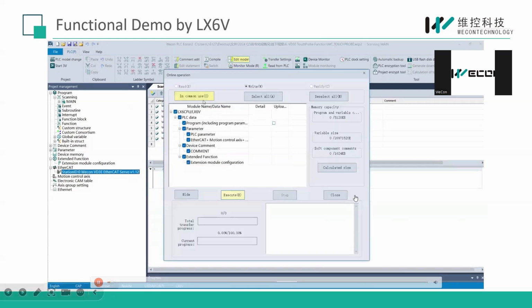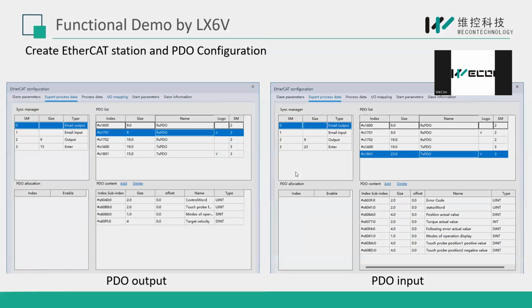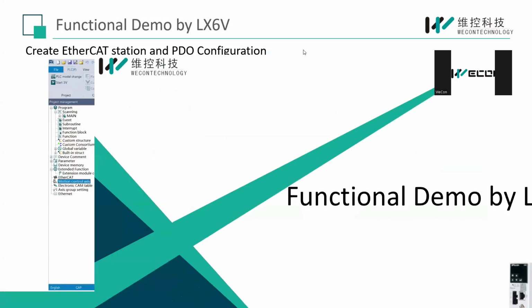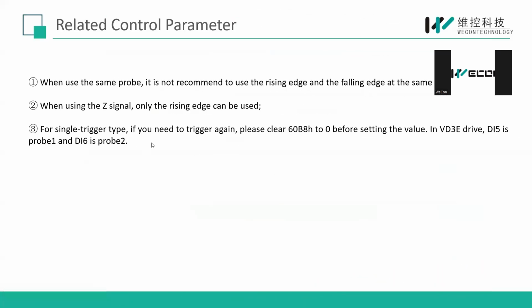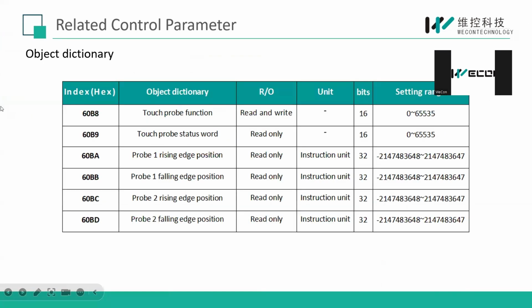Okay, so this is the usage of the TouchProbe function of our VD3E. We only need to configure this object dictionary and map the object dictionary to the variable to read the position. So you will find this function is easy to understand and easy to use.